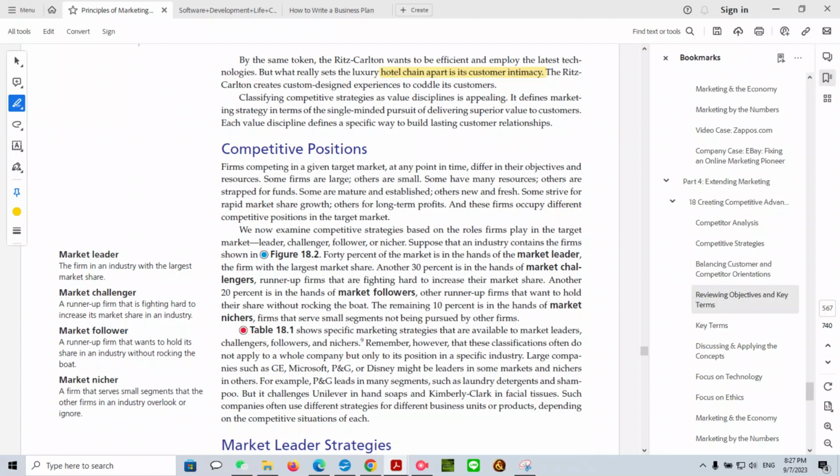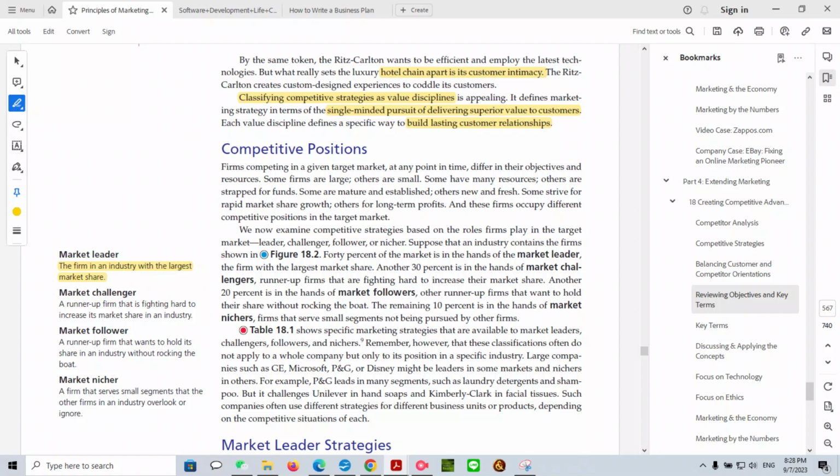Classifying competitive strategies as value disciplines is appealing. It defines marketing strategies in terms of single-minded pursuit of delivering superior value to customers. Each value discipline defines a specific way to build lasting customer relationships. Now, for competitive positions, we have four terms to understand. First one is market leader, which is the firm in the industry that has the largest market share. We also have the market challenger, the runner-up firm, which I told you before, that is fighting hard to increase its market share in the industry.